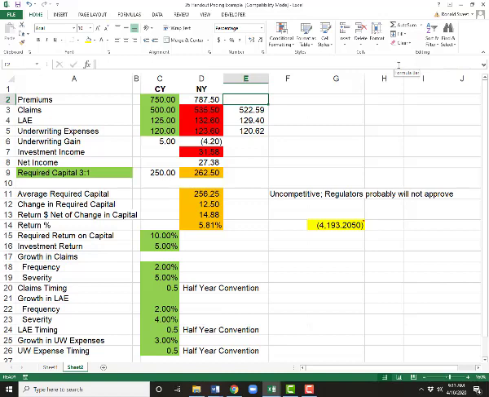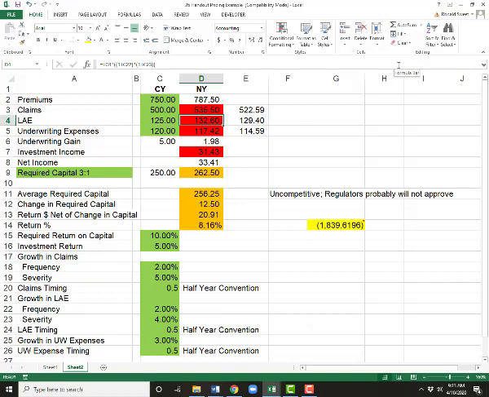Well, you can cut expenses some. So let's say you can cut your expenses 5%. That helps some. What can you do for claims and LAE? There's not much you can do. You've got a contract there.